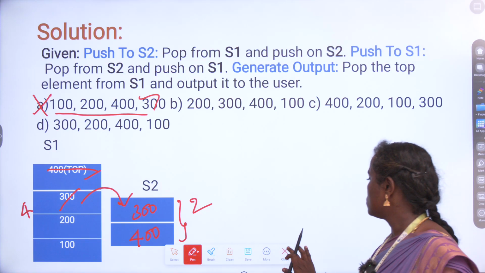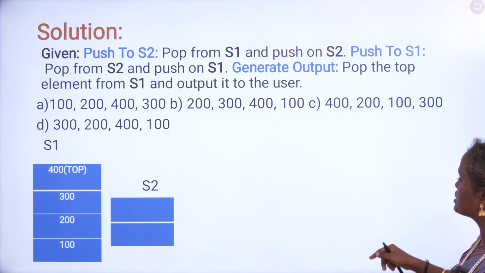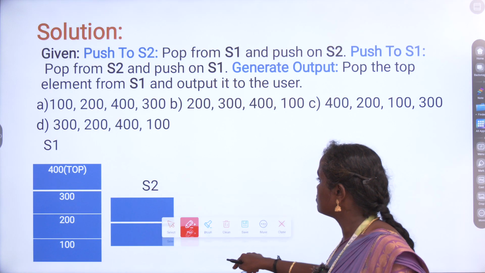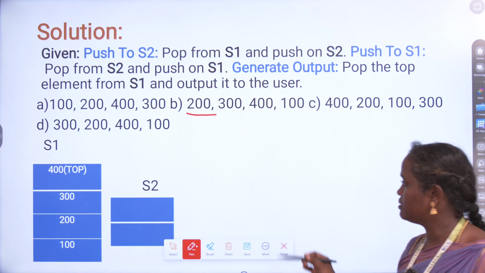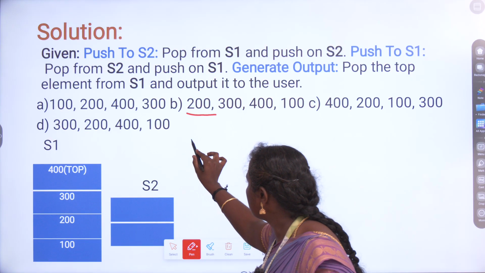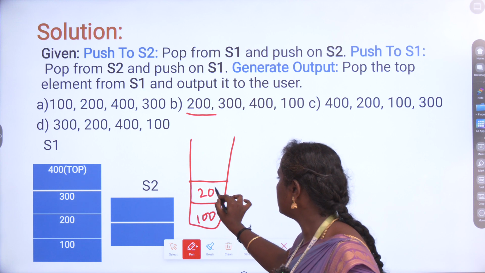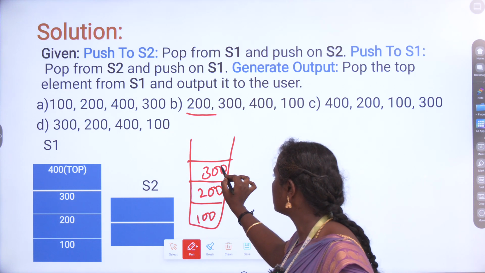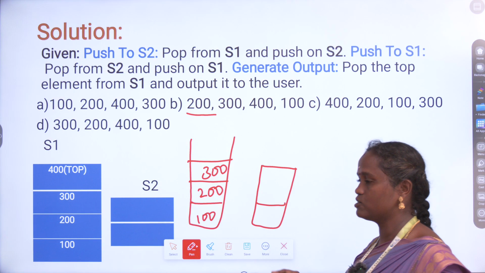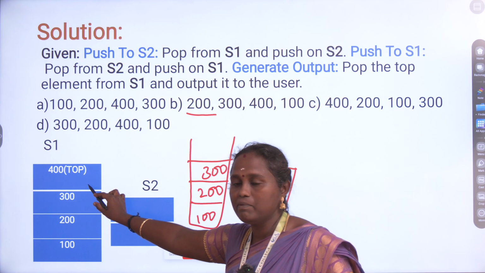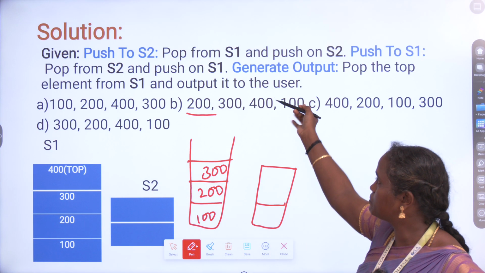Clear? Okay, so now we'll check the second option. What is the second option? The second option is 200. Clear? We will try with the same thing. Now I am going to perform the operation. This is the first thing, stack S1 has 100, 200, 300, 400. The maximum size of S2 is 2, so I can pop an element from stack S1 and push the element onto S2. That is what we can perform here.